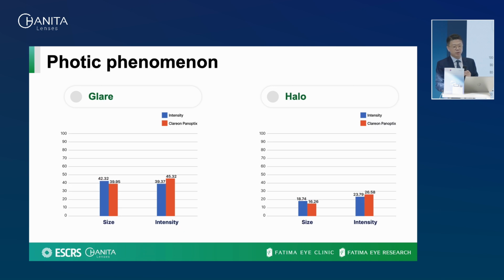These are the patient-reported photic phenomena results using the Zeiss glare halo simulator. Patient-reported glare and halo were very similar in both groups. There was no statistical difference between the two groups.